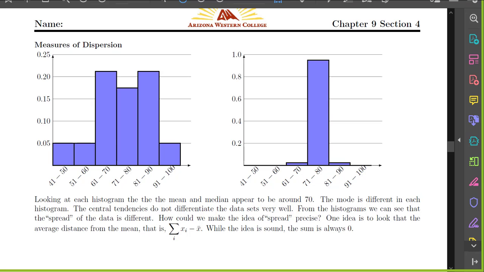From the histograms, we can see that the spread of the data is different. How could we make this idea of spread precise? One idea is to look at the average distance from the mean. That is, we could add up all of the data points and subtract off the mean. While the idea is sound, why would that always add up to 0?